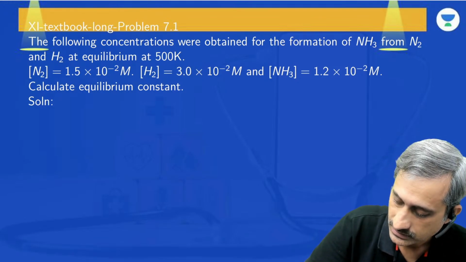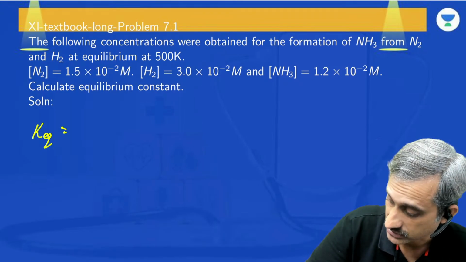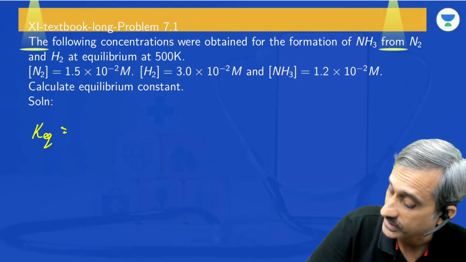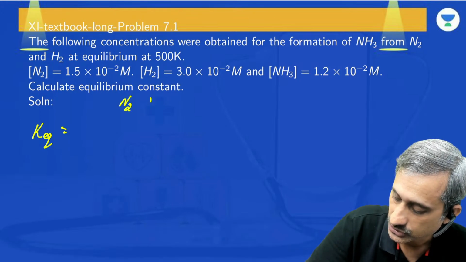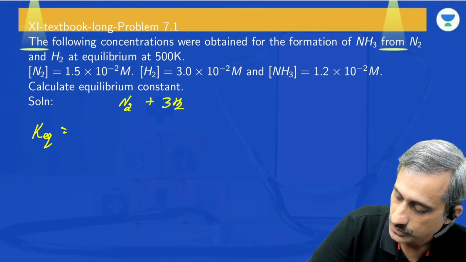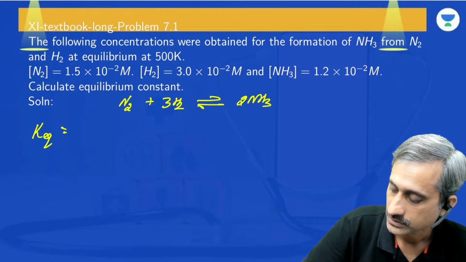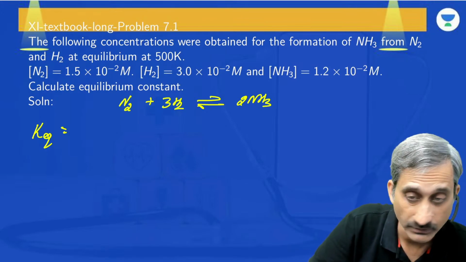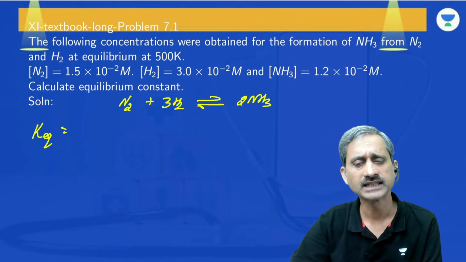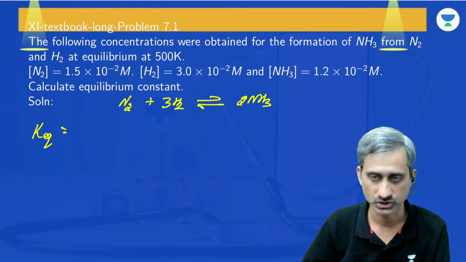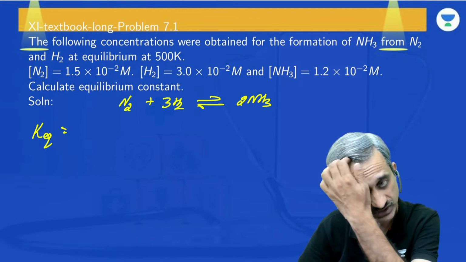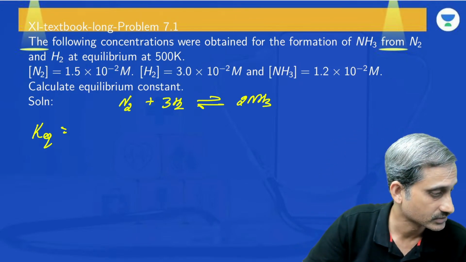Equilibrium constant. K equilibrium is equal to the product of the concentration of the products. Now here the equation you have to write. Don't ever dare to not write the equation. N2 plus 3H2 in equilibrium with 2NH3. If you don't write the equation, then whether your answer is right or wrong, it will be considered wrong because I can write any equation.